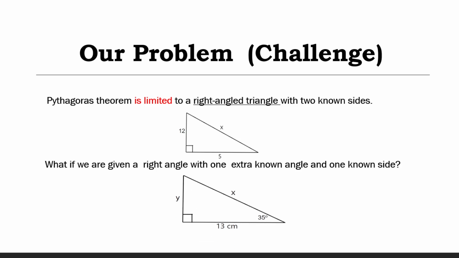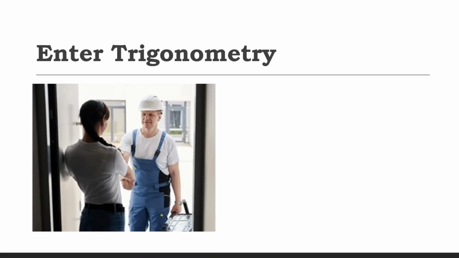So here's a triangle, we have one known side, we're given a right angle, and we're given an extra angle of 35 degrees. The other two sides, x and y, we do not know, and we are asked to calculate them. With Pythagoras theorem, we are now stuck. We can't move any further. This is where we get the entrance of trigonometry to bring us solutions.